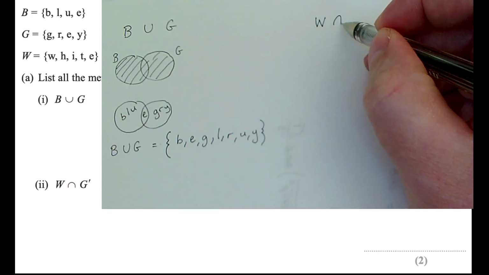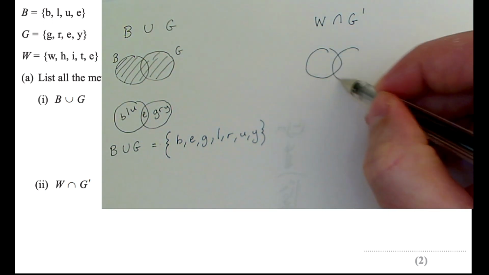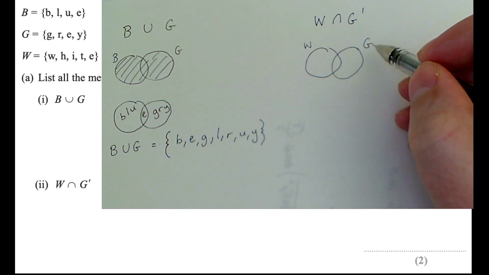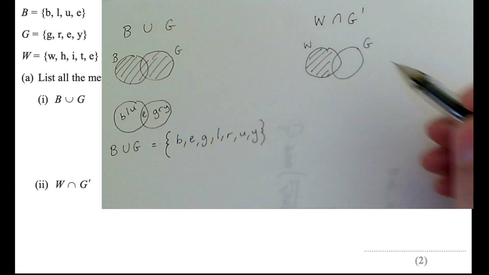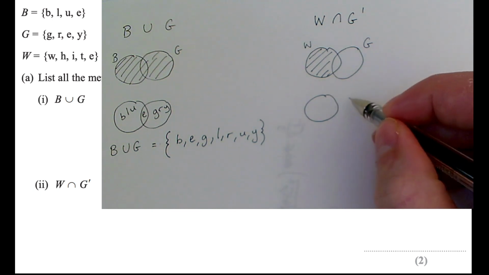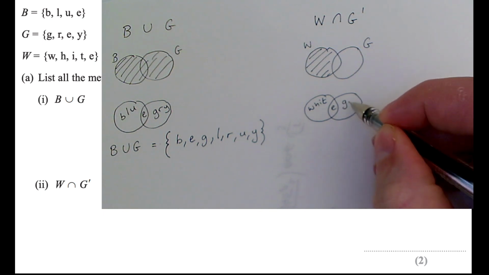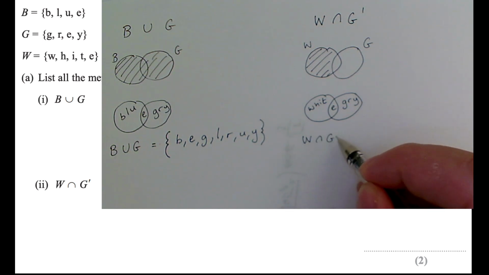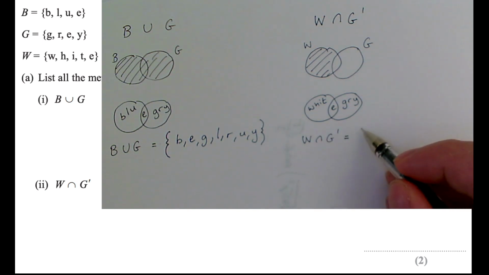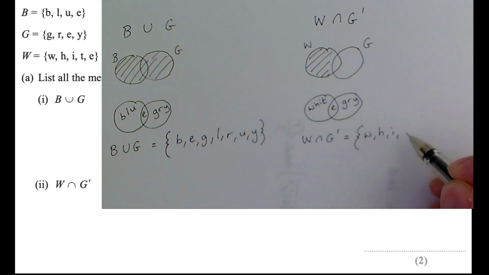And now for W and, the posh name for that's intersection, but W and not G. So if I was shading in what is W and not G, I shade in all of W, but I don't include anything that has anything to do with G. So if I write in the word white and the word grey, and of course they share the letter E in the middle, I only want the bits that are exclusively in W and not shared at all with G. So that means it's going to be W-H-I-T. So, WHIT is the answer to that one.